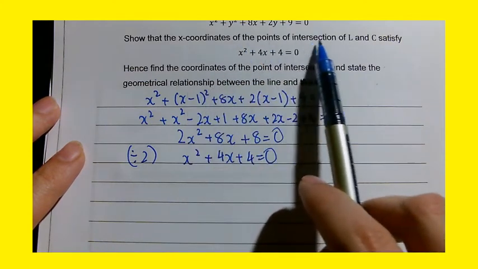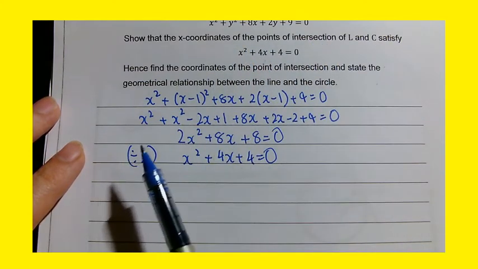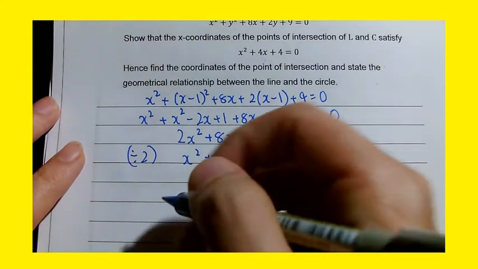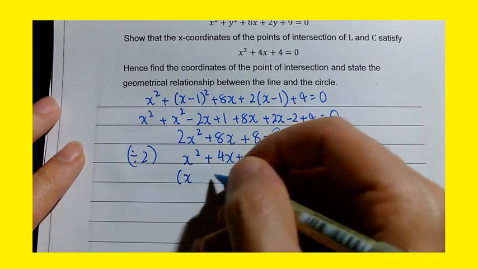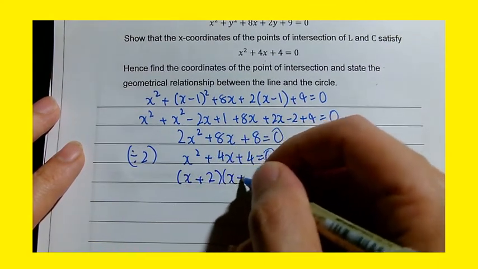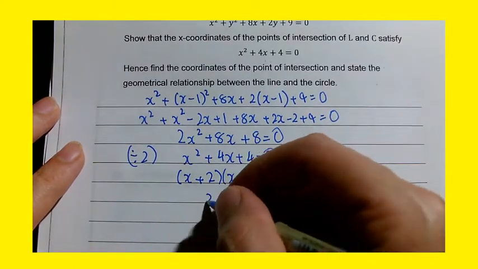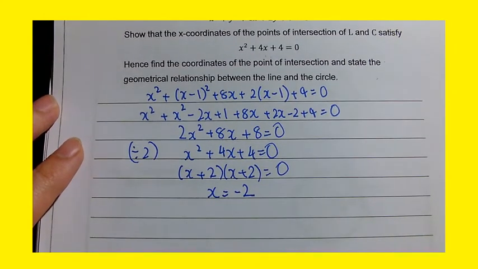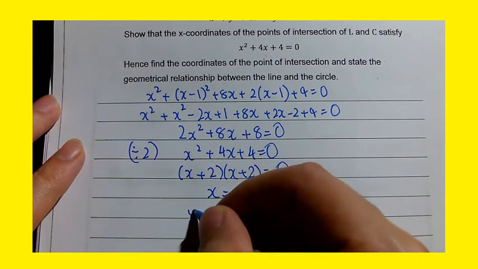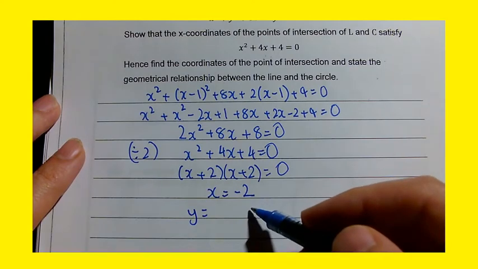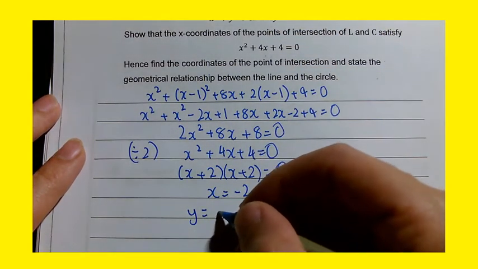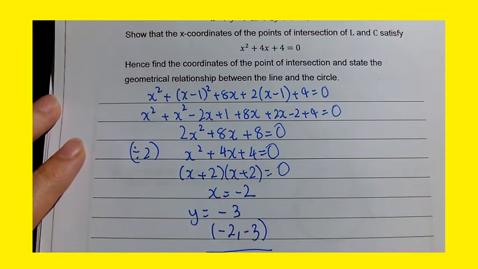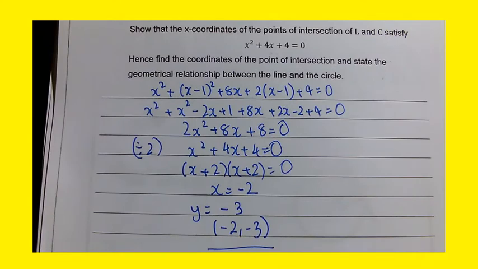So I've shown that by doing simultaneous equations I'll get to this line. Now to find the x coordinates of the points of intersection, I'm going to solve this. So if you solve this, it's not too difficult, you get x equals minus 2. Okay, which shows that there's one point of intersection. And therefore, if x equals minus 2, then if I use my substitution from above, y is equal to minus 3.